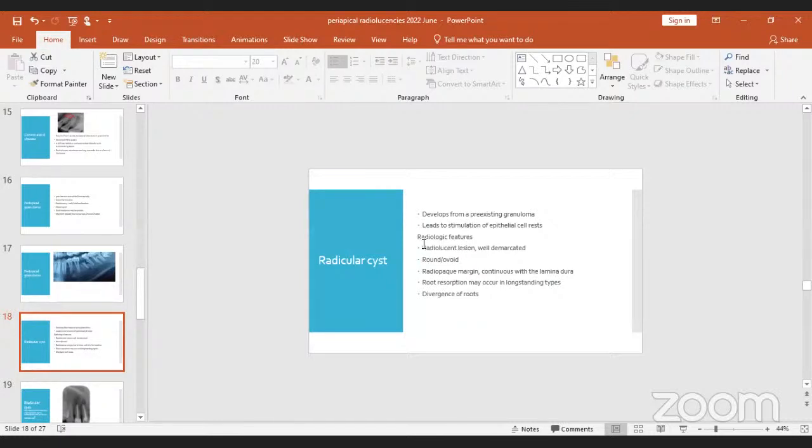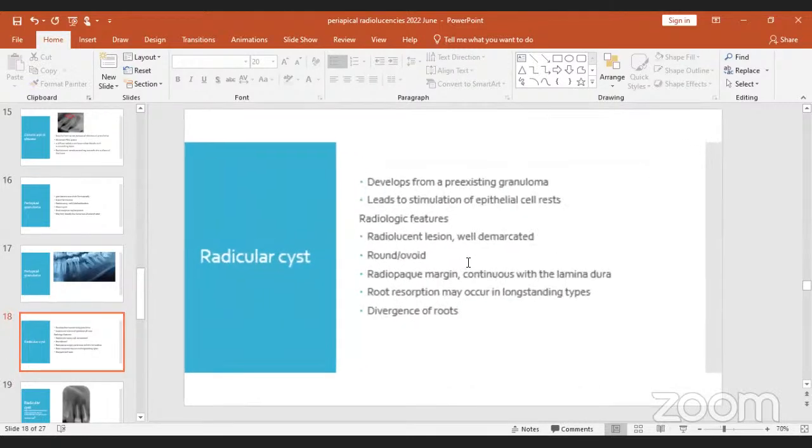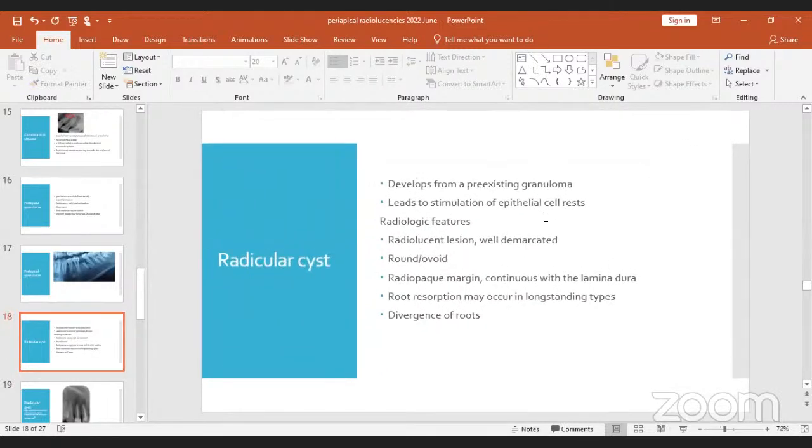Then from there, a radicular cyst forms. So this may develop from a pre-existing granuloma, and this is due to stimulation of epithelial cell rest. What are the radiologic features? The radiolucency will be well demarcated, maybe round or ovoid, and it has a radiopaque margin, which is continuous with the lamina dura. You may also get resorption of the roots, that is in long-standing radicular cysts. And as it grows bigger and wider, you can get divergence of the roots.